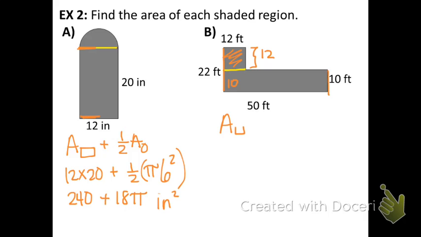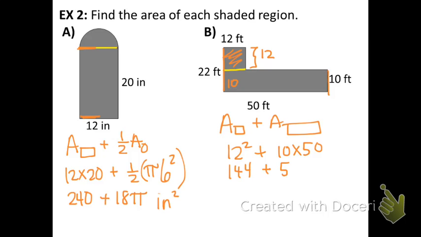So we're going to take the area of a square plus the area of the rectangle to find all of that shaded region. So for my square, it's 12 squared. For the rectangle, it's 10 by 50. 12 squared is 144. 10 by 50 is 500. So we get a total area of 644 feet squared.